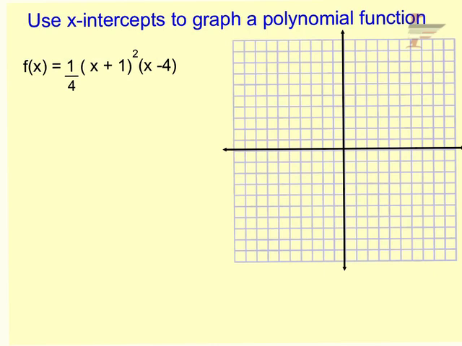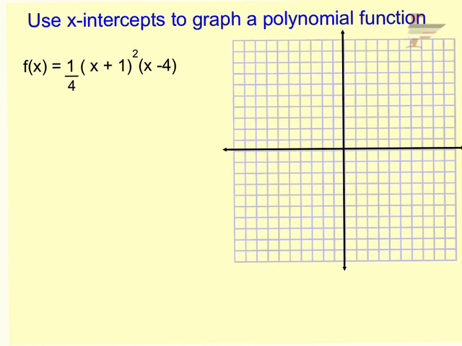This one says use x-intercepts to graph a polynomial function. So note that it's in intercept form. Here I have a factor and here I have a factor, and you know when you solve factors you find x-intercepts or zeros or solutions. Also note this one is squared, and remind yourself from section 5.7, anytime you have a factor that's squared, that counts as a repeated solution.